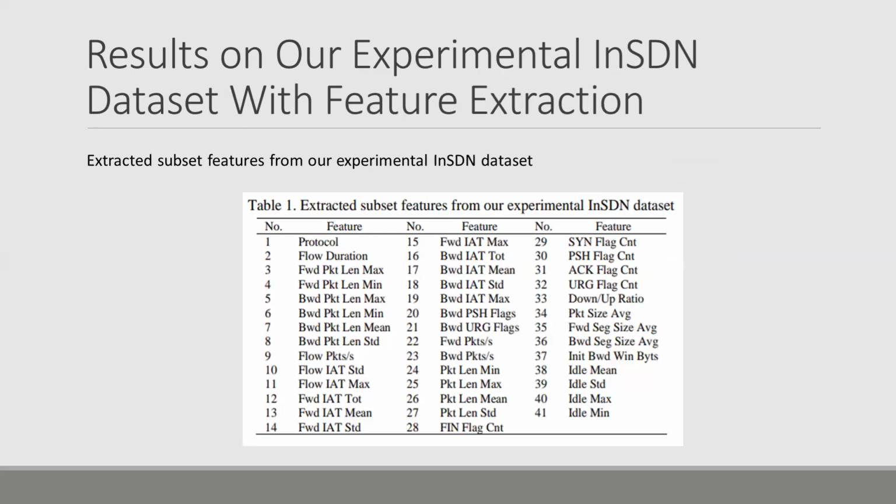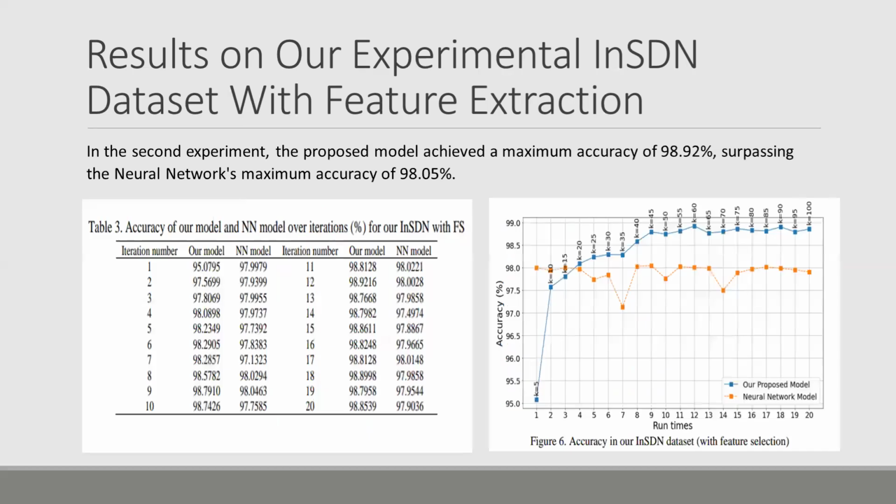In our second experiment, we extracted 41 relevant features from the InSDN dataset using select k-best. The selected features are shown in the displayed table. The proposed model achieved a maximum accuracy of 98.92%. In comparison, the neural network model reached a maximum accuracy of 98.05%.